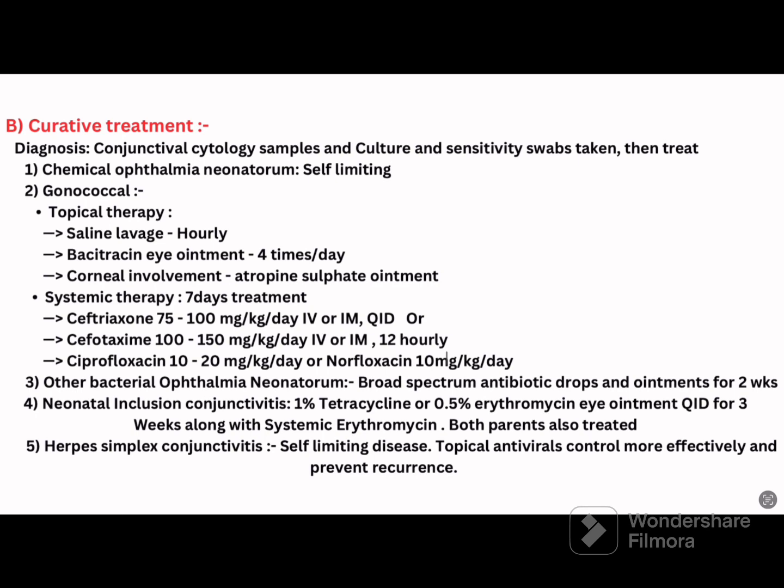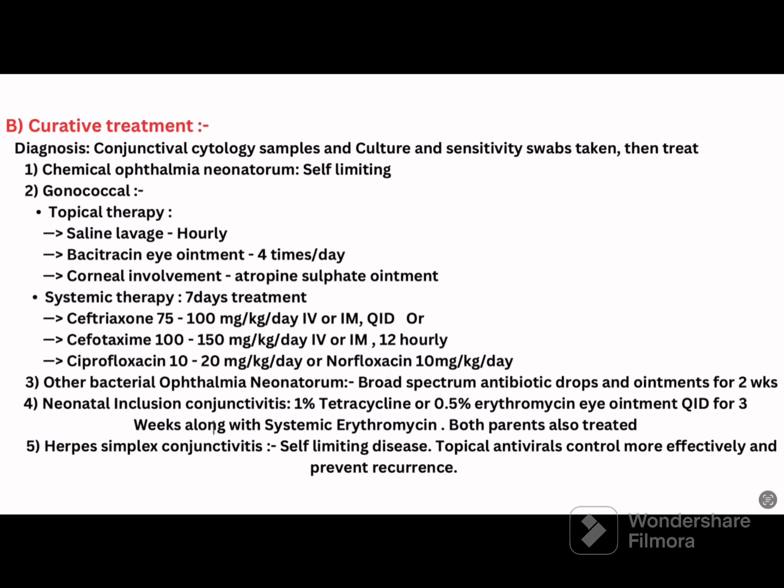Or if the gonococcal isolate is proved to be susceptible to penicillin, crystalline benzyl penicillin, you can give 50,000 units to full term normal weight babies and 20,000 units to premature or low weight babies IM twice daily for 3 days. Now, how about other bacterial ophthalmia neonatorum? These should also be treated with broad spectrum antibiotic drops and ointments for 2 weeks. So, 2 weeks is sufficient here.